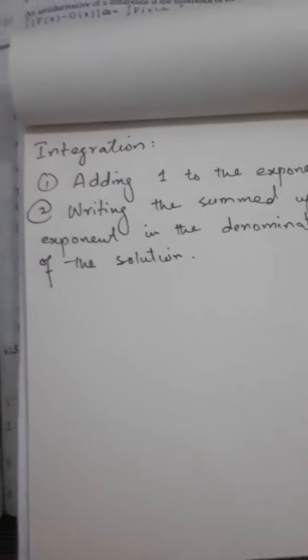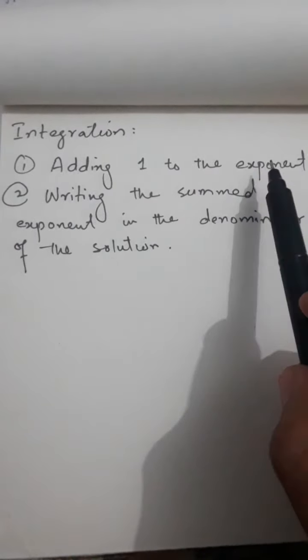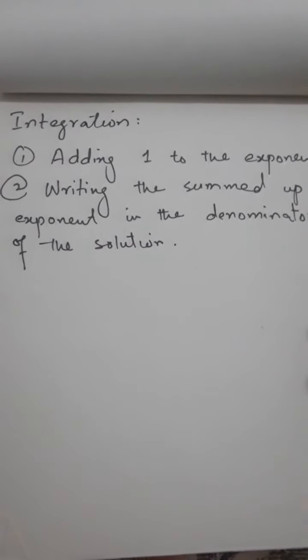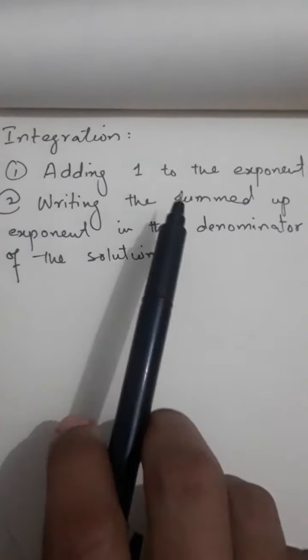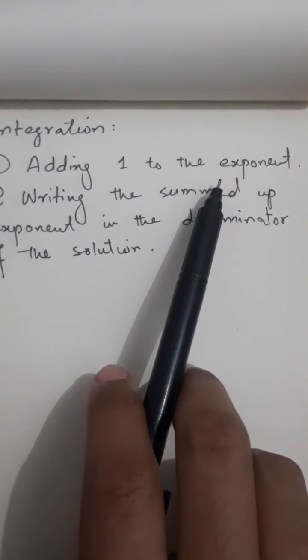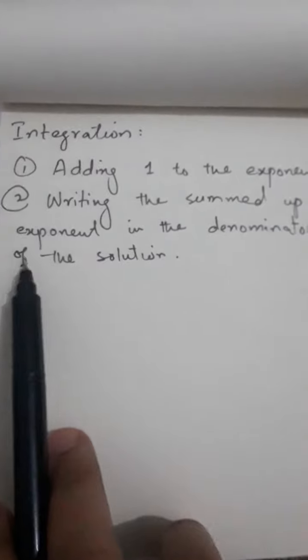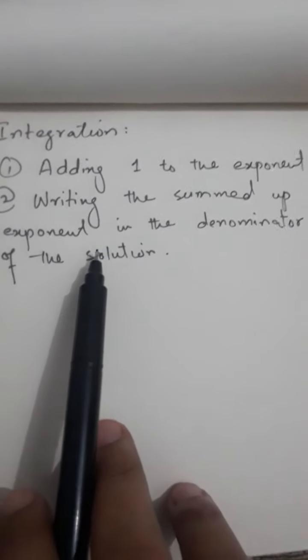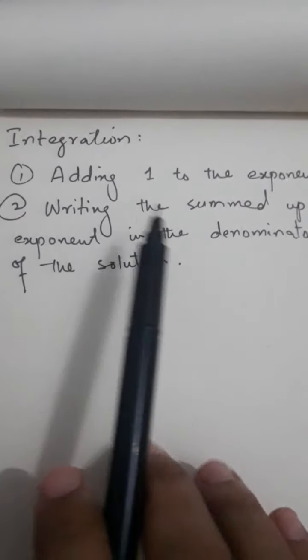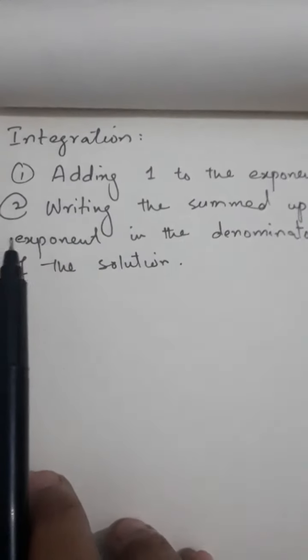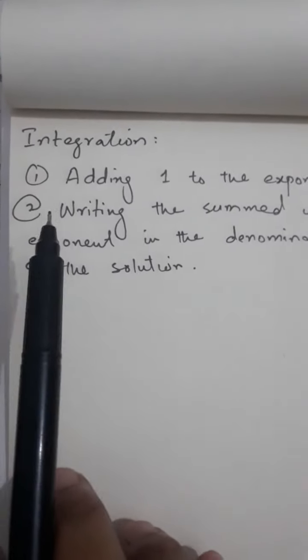So our steps for integration are opposite to those of derivation. The first thing that we do is add 1 to the exponent or the power. In derivation, we subtracted 1 from the exponent, and that was our second step. Here, when we add 1 to the exponent, whatever comes in the exponent, we write it in the denominator of the solution. Whereas in derivatives, we wrote the power as a coefficient, that is, we multiplied it with the solution.